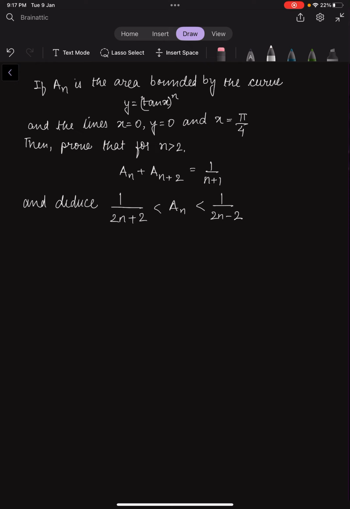So let us begin. If An is the area bounded by the curve y equals tan x to the power n and lines x equals 0, y equals 0 and x equals pi by 4, then we have to prove that for n greater than 2, An plus A(n+2) is equal to 1 by n plus 1, and also deduce that 1 by 2n plus 2 is less than An less than 1 by 2n minus 2.